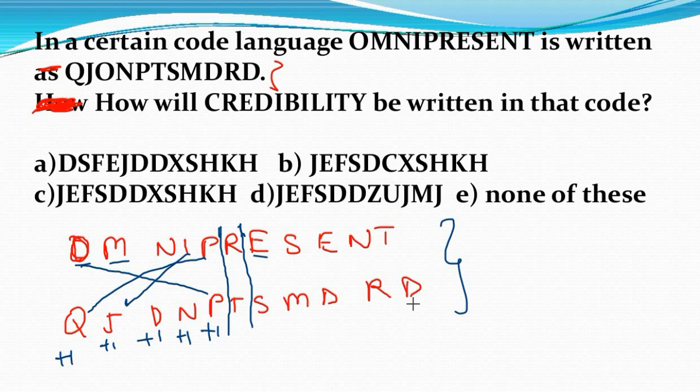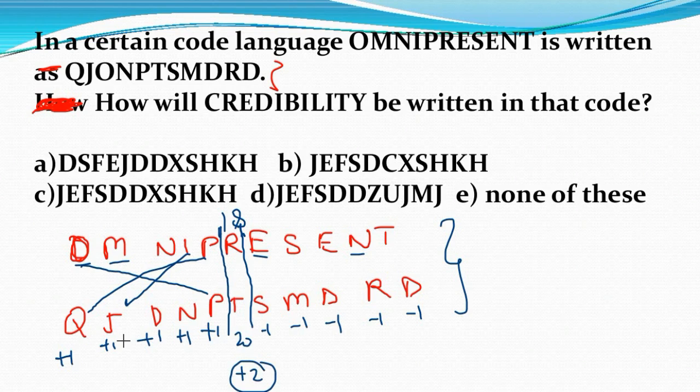E is 5 and D is 4, which means -1. T is 20 and S is 19, which is -1, and S is 19 and R is 18, so -1. N is 14 and M is 13, so -1, and E is 5 and D is 4, so -1. And we have to check the middle letter R. R is 18 and T is 20, and the difference between 18 and 20 is +2.